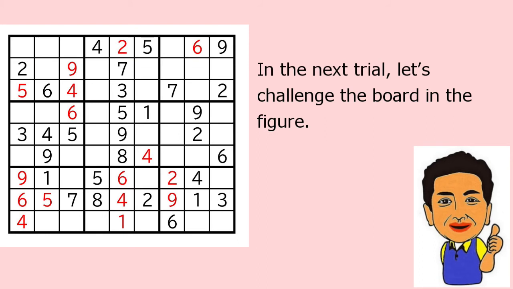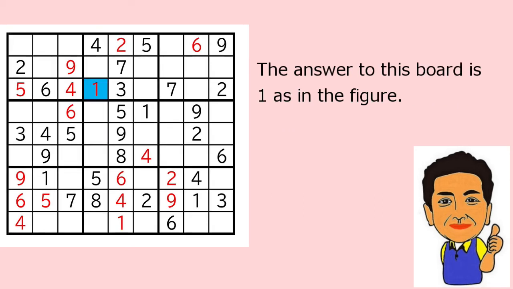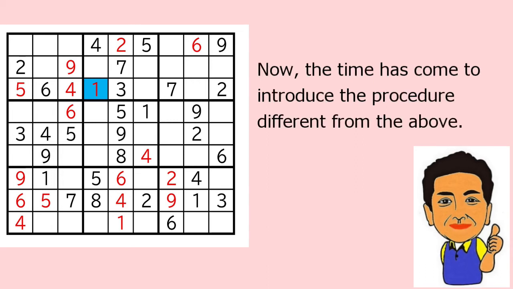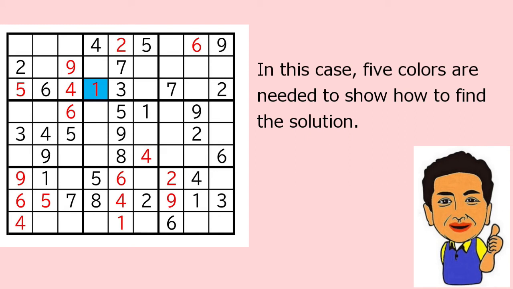In the next trial, let's challenge the board in the figure. The answer to this board is 1, as in the figure. Now, the time has come to introduce a procedure different from the above. In this case, 5 colors are needed to show how to find the solution.